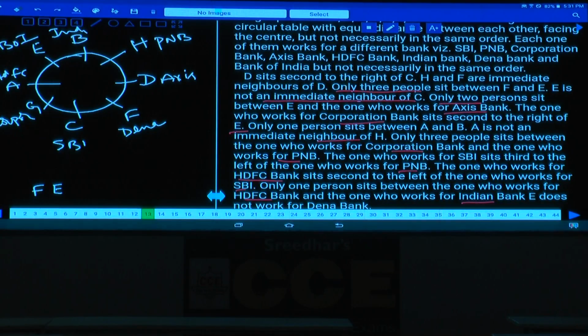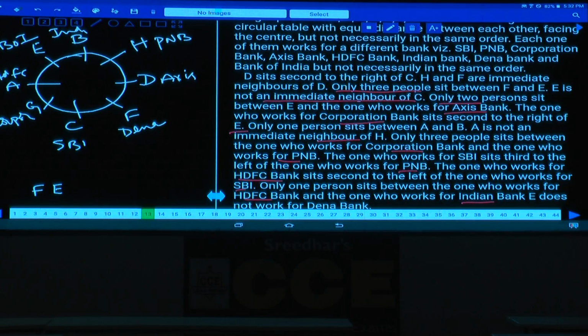For question numbers 13 to 18, write down this final arrangement. Then question numbers 19 to 21.